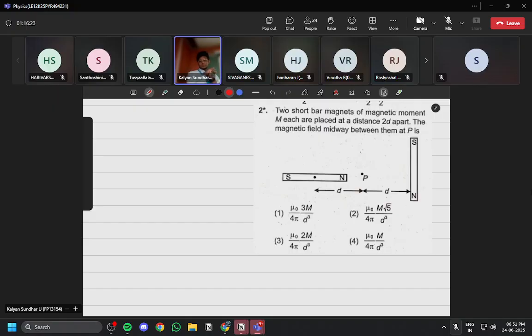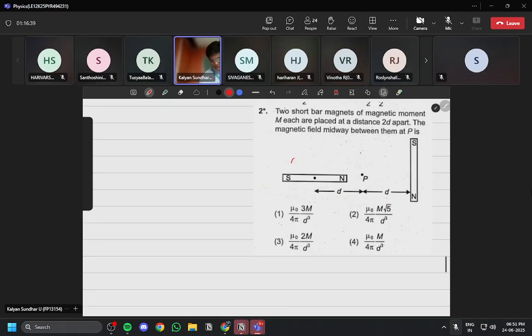Second option is correct. For this dipole, it's a short dipole, right? So this point is axial for this dipole, and for the other dipole it is equatorial. The magnetic field produced by this is in the north-south direction, the same direction, and the other one produces it like this.